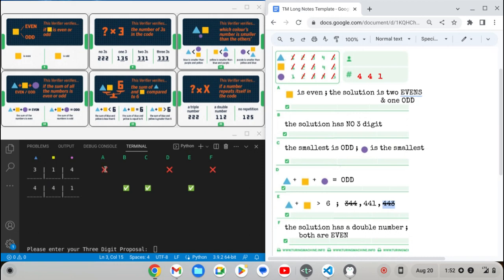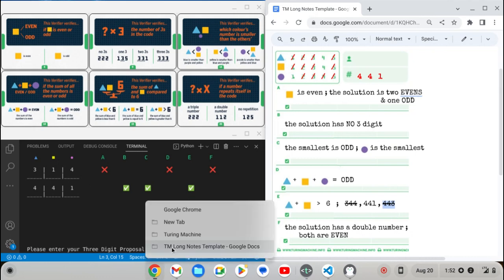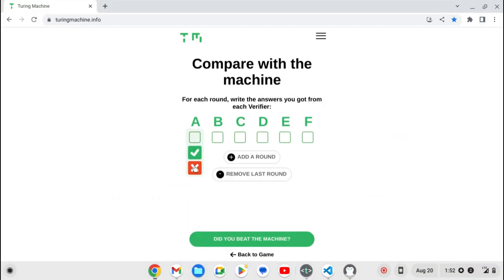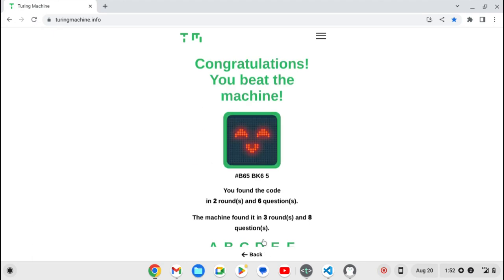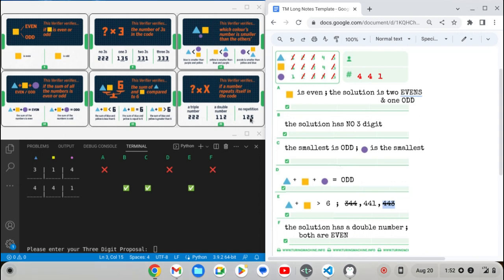And notice that we did do ADF in the first round all wrong, and then we did the other 3 tests and they were all correct. So ADF in the first round, and then second round BCE, and they were all correct. Wow, okay, so we did beat it by 2 questions.